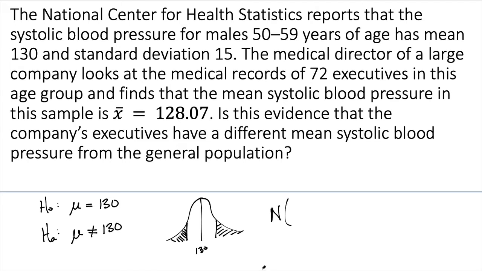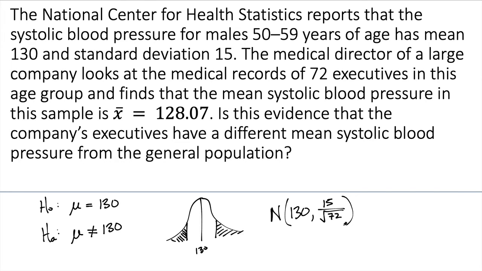We've got a normal distribution. The mean is 130, and the standard deviation should be the standard deviation of the population, 15, over the square root of the sample size. And the sample size here is 72.